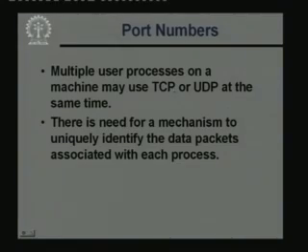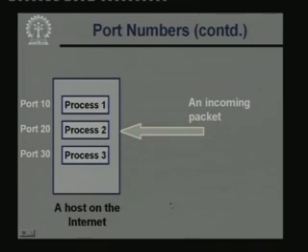So, this is exactly what I just talked about. Multiple user processes on a machine may be using the transport layer protocols TCP or UDP at the same time. So, when data packets are received by the machine, there is a need for a mechanism to uniquely identify which process the data packets need to be forwarded to.